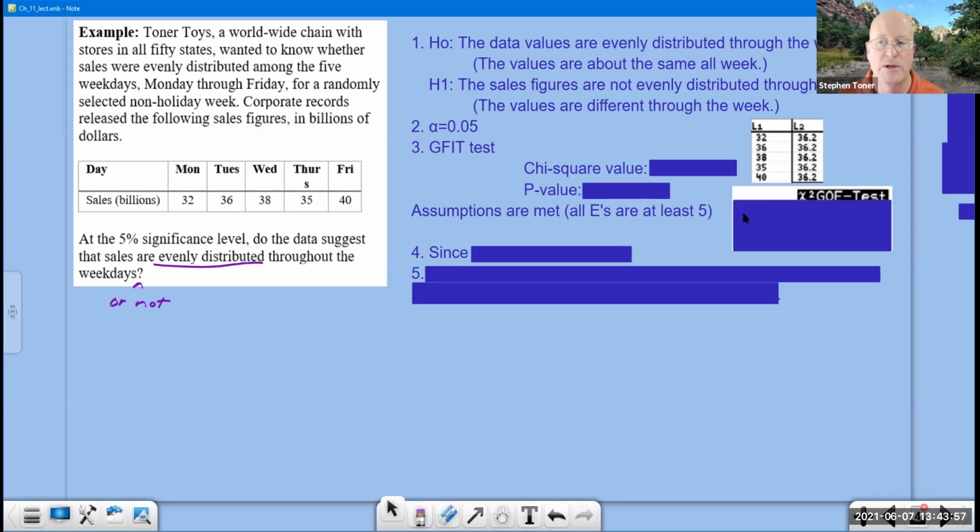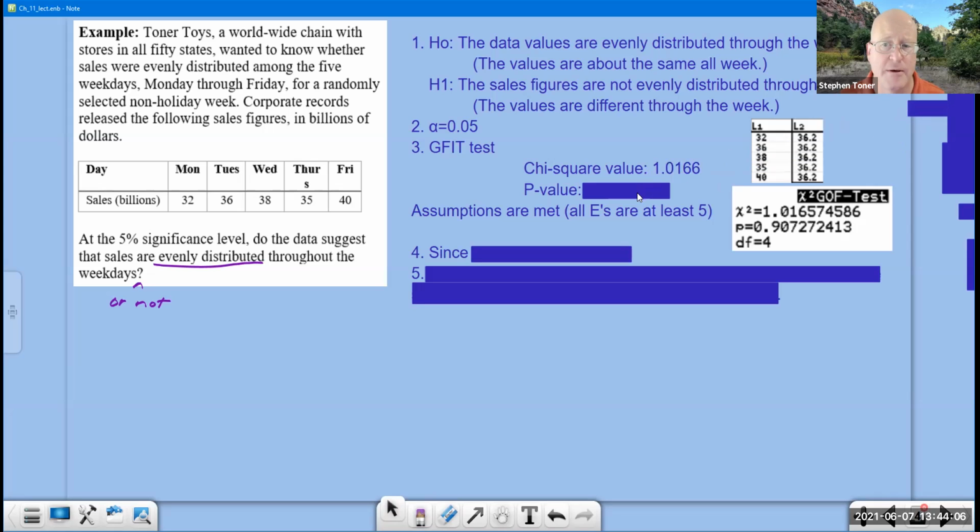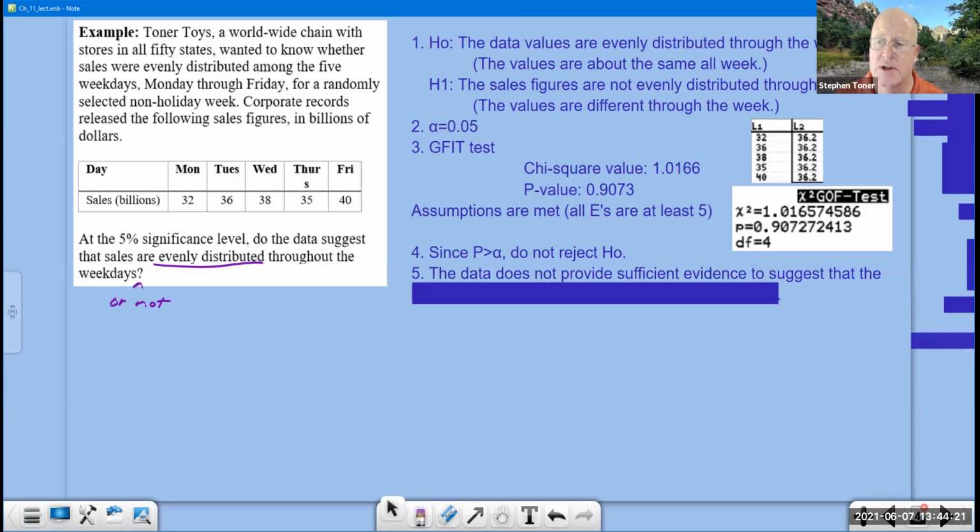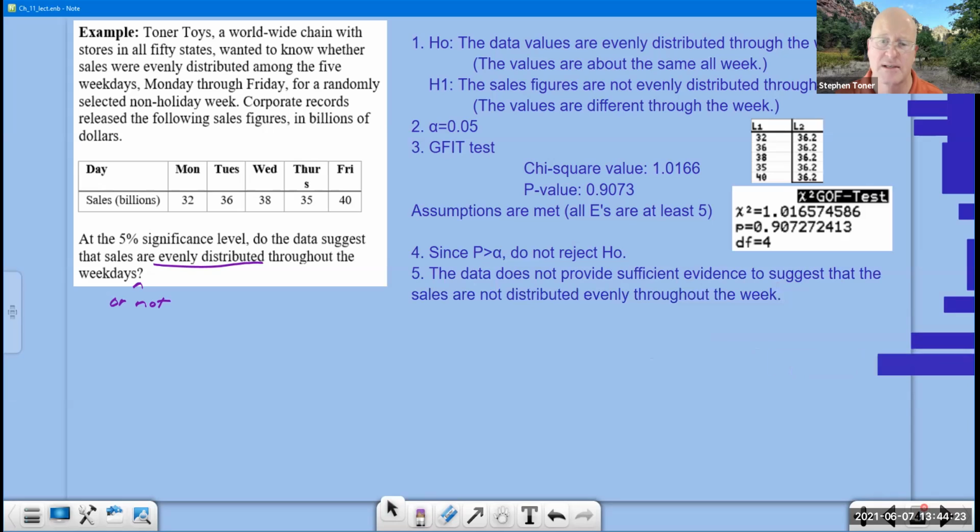And then when you do this on your calculator, the degrees of freedom is going to be 4 because there were 5 categories, and you can see the p and chi-square values that come out of the calculator. And our p-value is rather large. So since p is greater than alpha, we will not reject the null hypothesis, and the data does not provide sufficient evidence to suggest that the sales are not distributed evenly throughout the week.